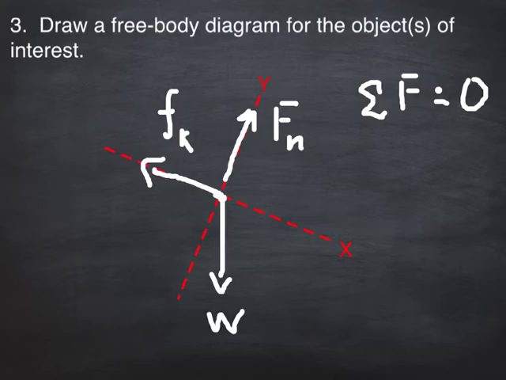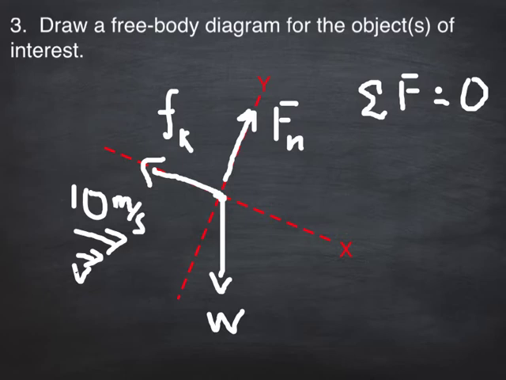In some problems it's interesting to know the velocity, and so you might just want to make a note to yourself that that arrow represents the velocity. I could write in a number if I wanted, 10 meters per second. Now that's a very complete free body diagram.